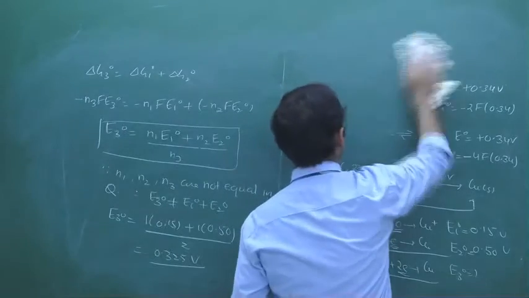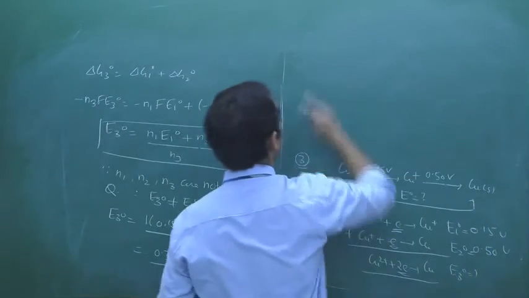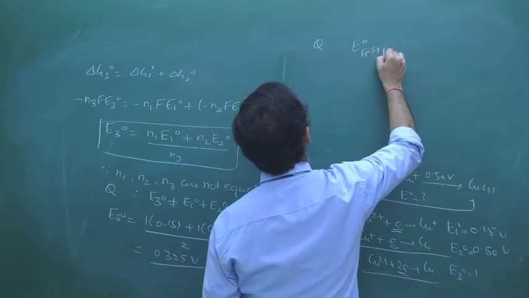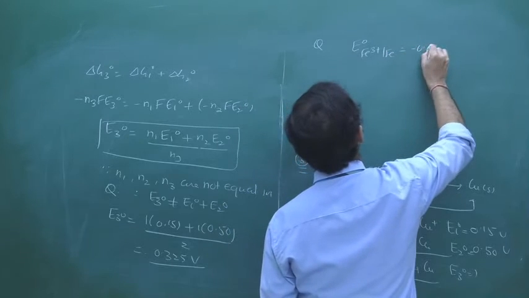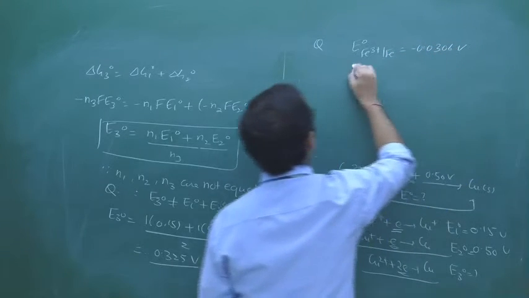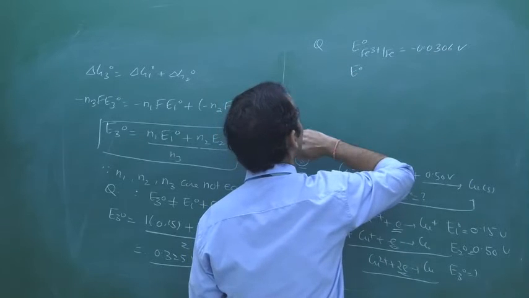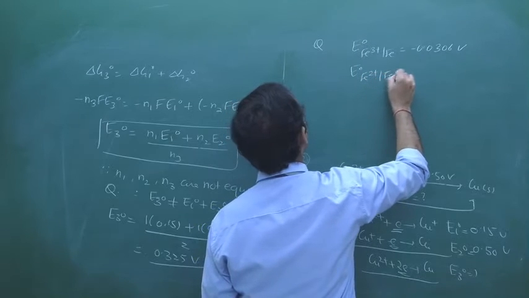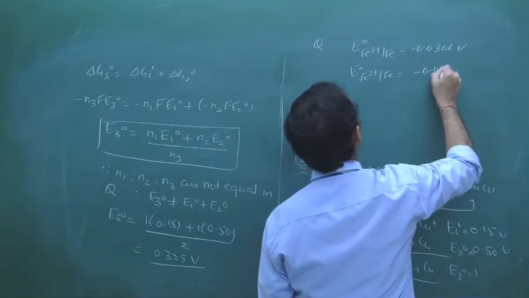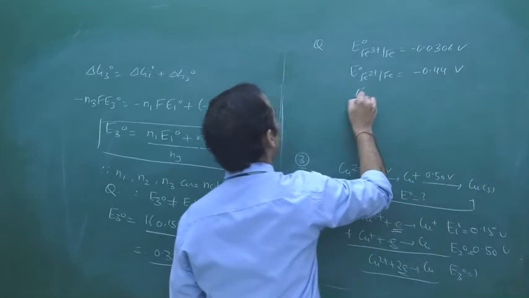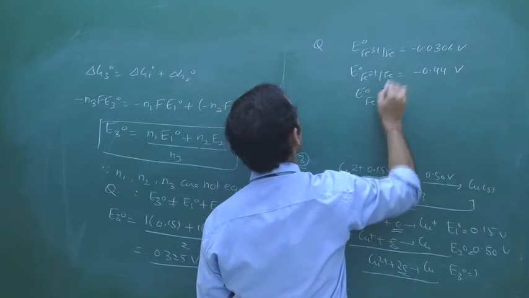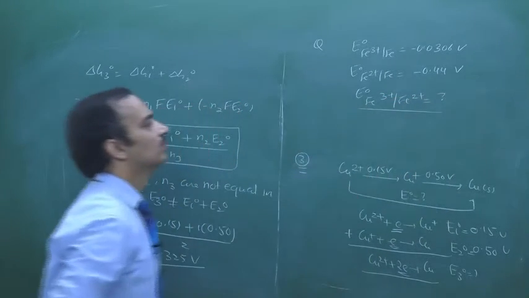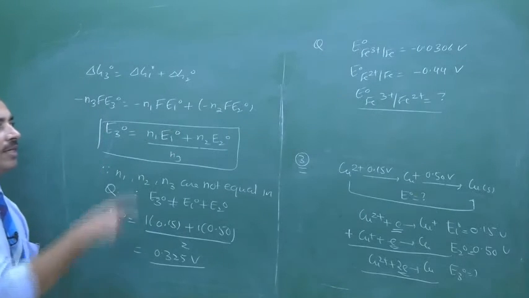Can you do a question based on this? This is minus 0.0306. E naught is, you have to find out this. Find this. All of you attempt this question, beta.